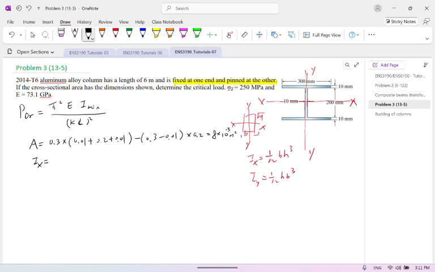Same way we could work on Rx. So 1 over 12 B H cubic minus H. So as well from here we can work out 72.8667 times 10 to negative 6 meter to the fourth. Ry we can do the same way, okay?